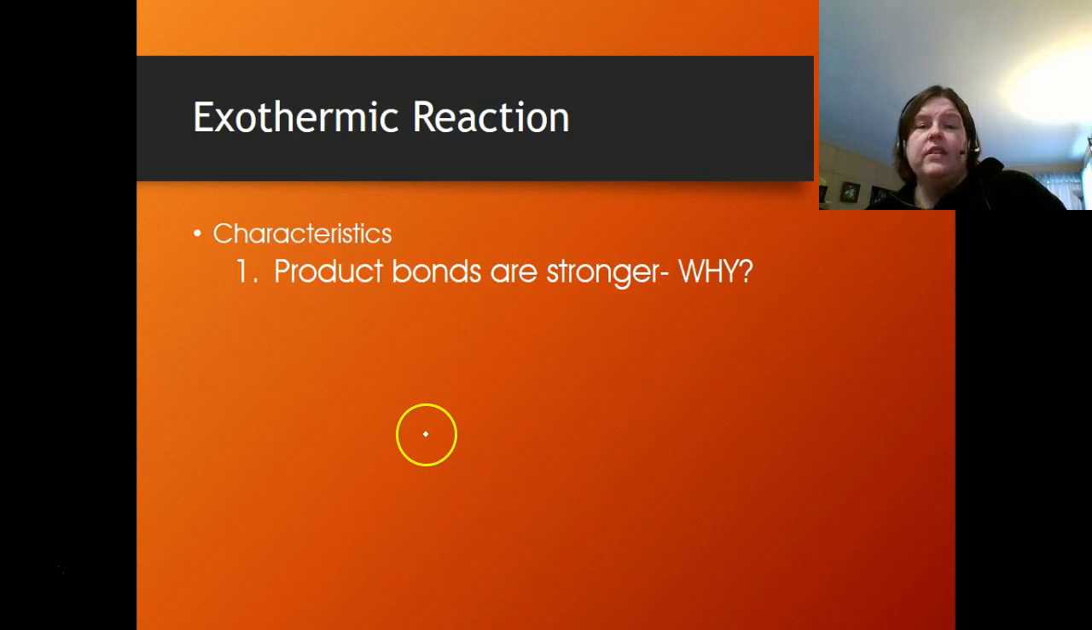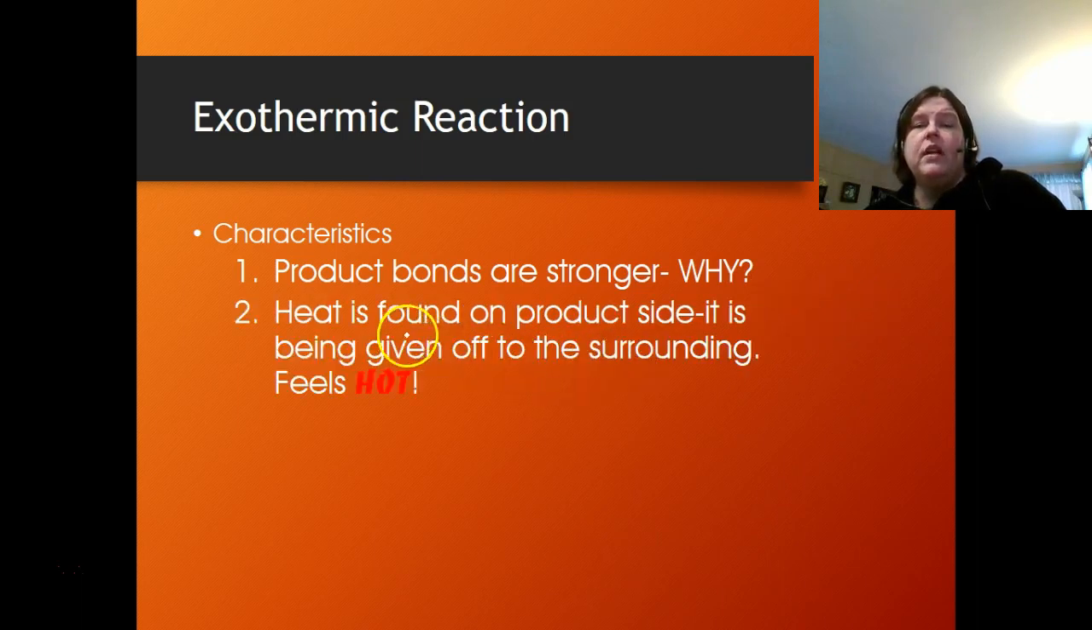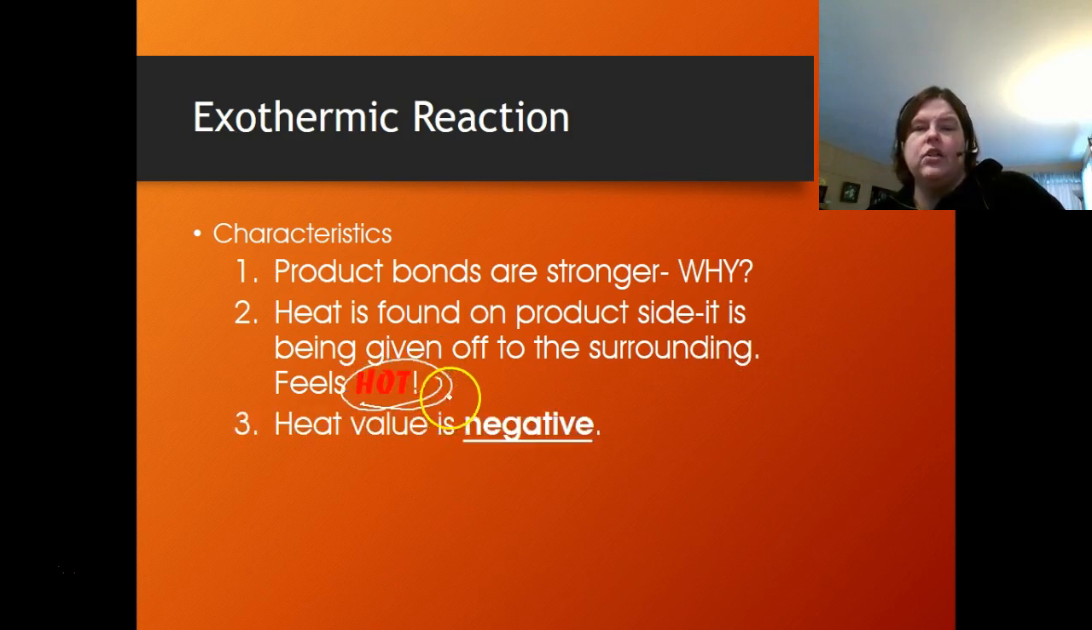So characteristics of an exothermic reaction. Product bonds are stronger. Why are product bonds stronger? Well, they have more potential energy. More potential energy means I had to add that potential energy, and those bonds are closer. So heat is found on the product side. Because the potential energy is bigger in the products, it had to give off energy in order to get there. Some kinetic energy had to be given off. So that means this thing feels hot to the touch.